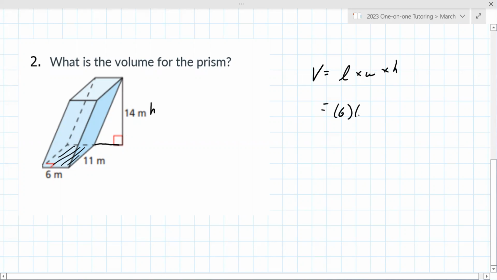So it's 6 times 11 times 14, and that will be also in meters cubed. Okay. That is 924. 924, perfect.